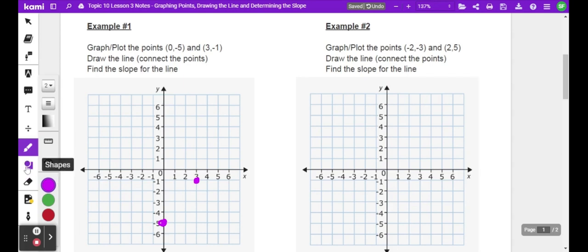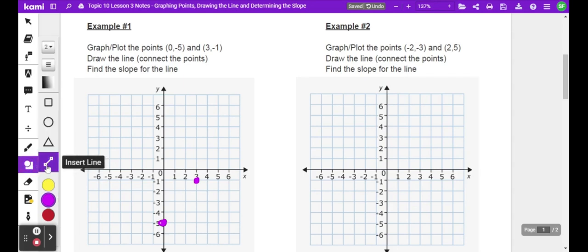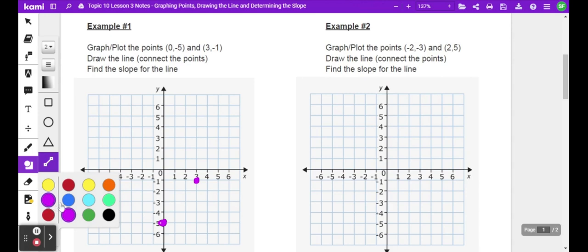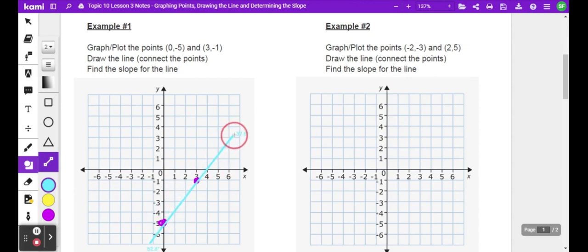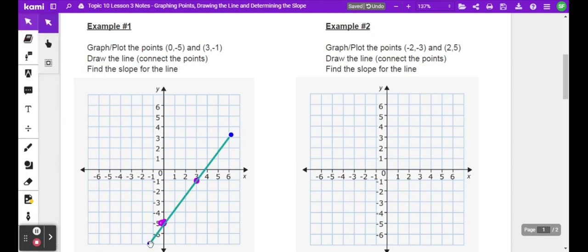You guys can use a straight edge or a ruler to connect the dots and make our line. I am going to use the line function here. I'm going to draw this line right through those points. And this will give me my line. And the third thing we need to do is find the slope of this line. So from lesson 1, I can tell immediately this is a positive slope. So I'm going to get a slope that is a positive number.